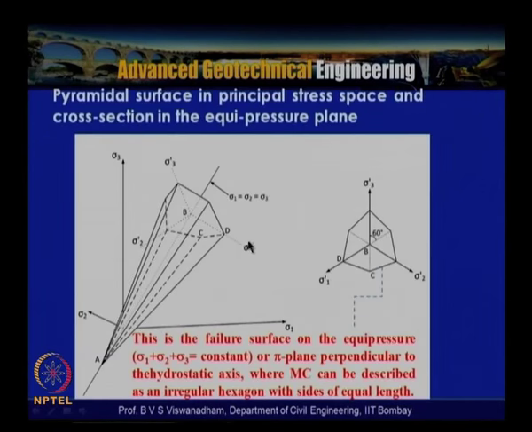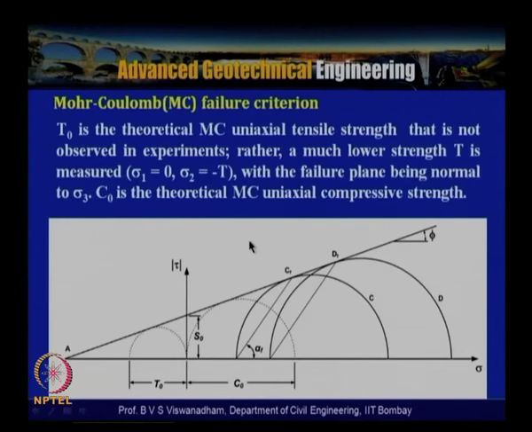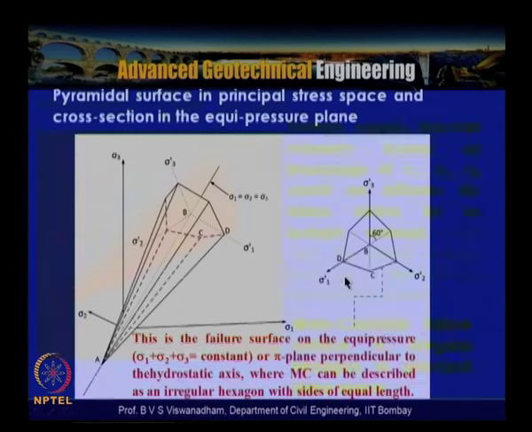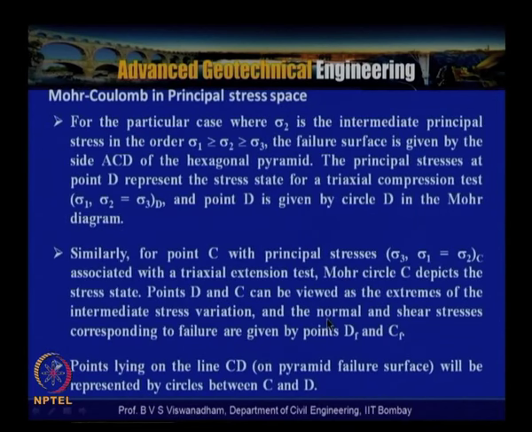So CF and DF indicate the extremes of the intermediate stress variation. It can be seen that CF and DF give the failure points, and this is for the triaxial test.